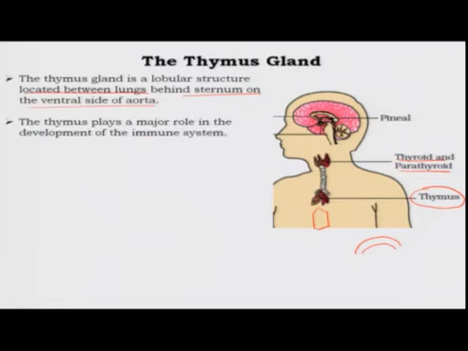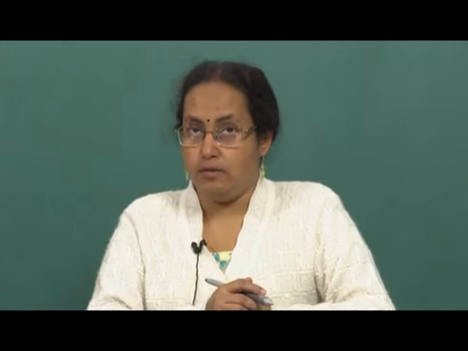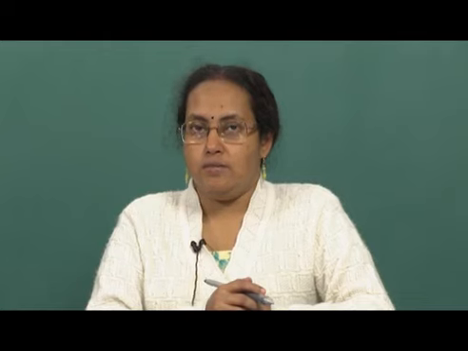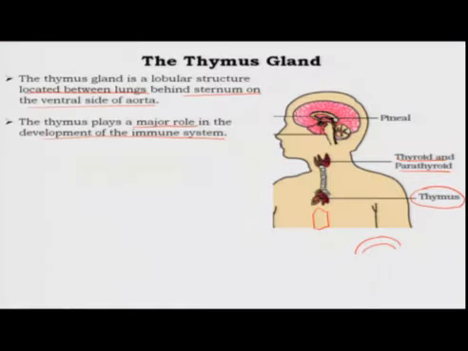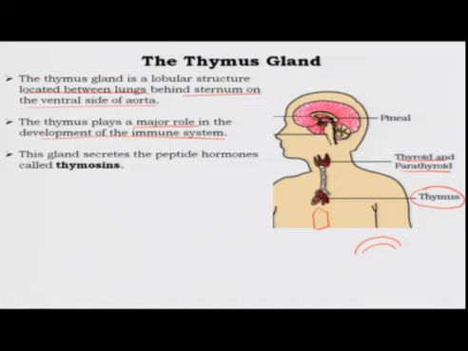Now, what does this thymus gland do? It plays a major role in the development of the immune system. If you remember, when I talked about the blood, I said that there are some blood cells which are called T lymphocytes. The T of the T lymphocytes comes from thymus, because these T lymphocytes are produced in the thymus gland. So, during the development of the immune system, it acts as a nursery for the T lymphocytes. This gland secretes peptide hormones called thymosins.